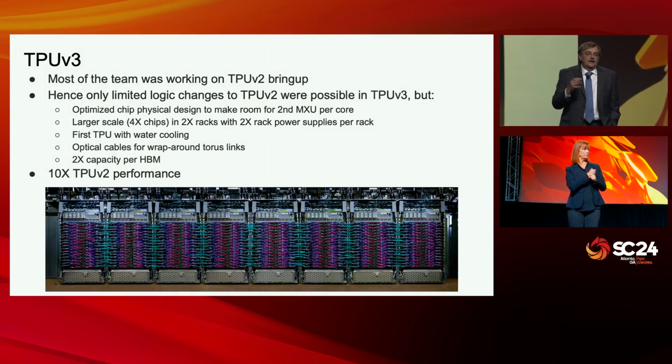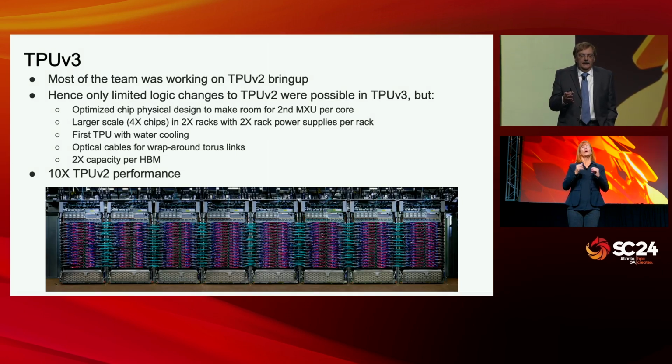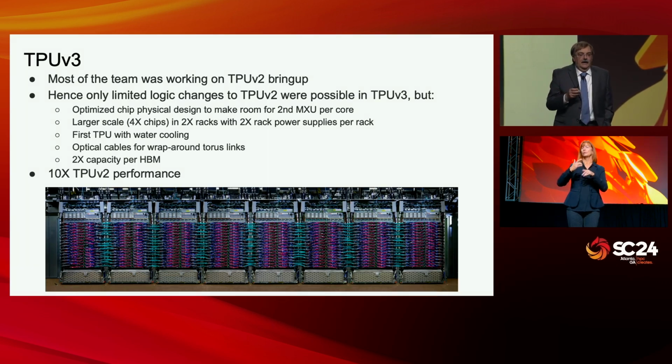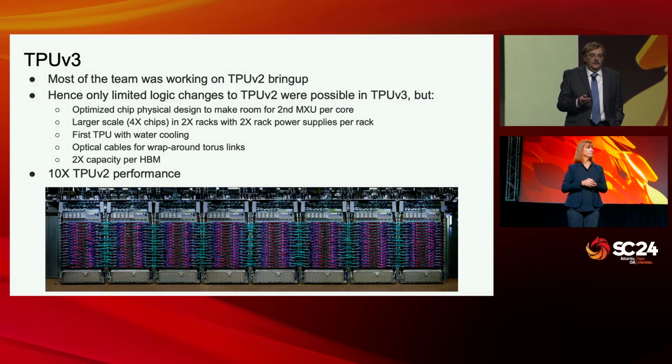So while we were bringing up the compiler on v2, we did a quick spin where we optimized the chip design layout. Instead of a sea of gates, we turned it into a data path, which we didn't have time to do in v2. We have a larger scale, 4x the chips and 2x the racks. We adopted water cooling so we could run the chip faster. Optical cables were available to do wraparound links. And HBMs at the time had twice the capacity. So that gave us overall 10x the TPU v2 performance.